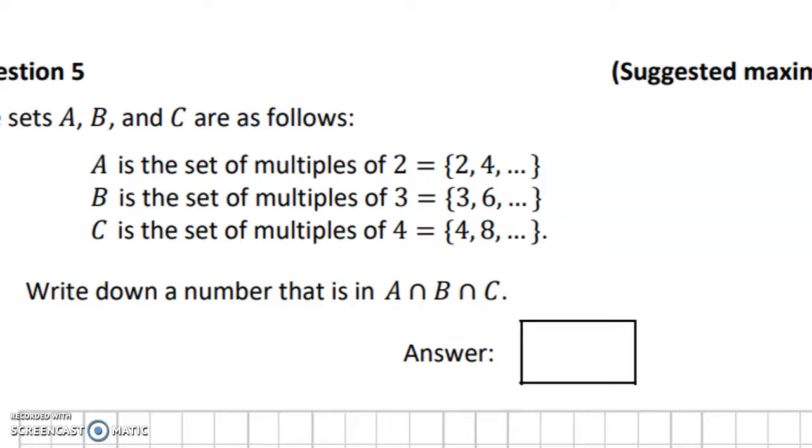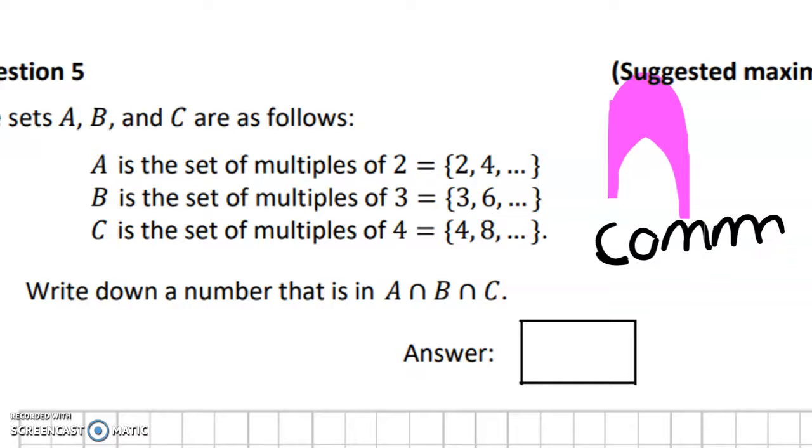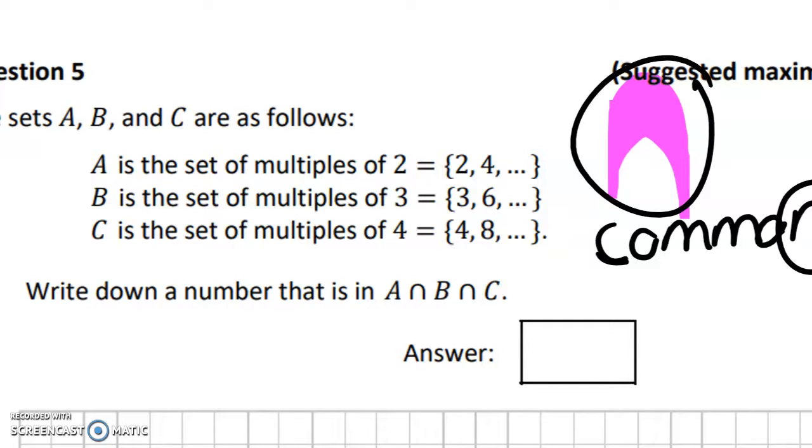Right, so lads, write down a number that is in A intersection B intersection C. This means, N means common. Do you remember when we used to do that? So if it's an N, I used to say to you, common. Right, so you have the N there and the N there. What's common to all three?